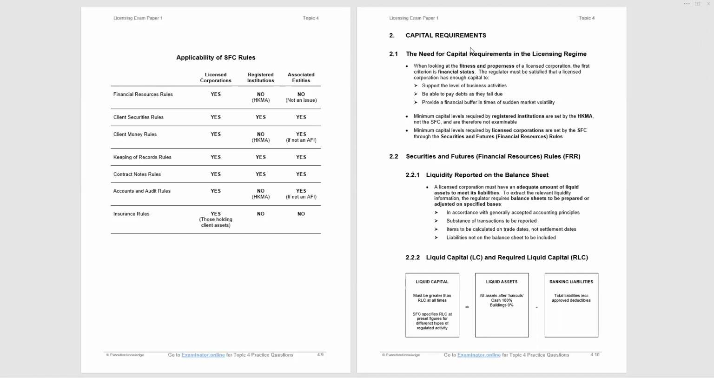And then with associated entities, it depends on whether you're dealing with an AFI or not. I wouldn't worry about the rule applicability to associated entities. I would be aware of the rules that don't apply to registered institutions. So we are going to go through these rules and pick out the major learning points. Now, are the rules examined? Yes. The rules that are almost guaranteed to be examined are the financial resource rules, client security rules, and the client money rules. The other rules may or may not be, but the first 3 are regulars in the exam.